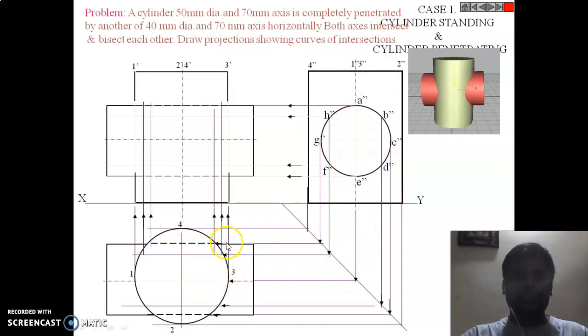From this point, a line is to be drawn, so you'll be getting E here. Draw a projector from here, E, as well as a projector from A. So you'll be getting A here and E here. I mean A dash, E dash, that is in the front view. A, B, C, D in the top view. A double dash, B dash in the side view.